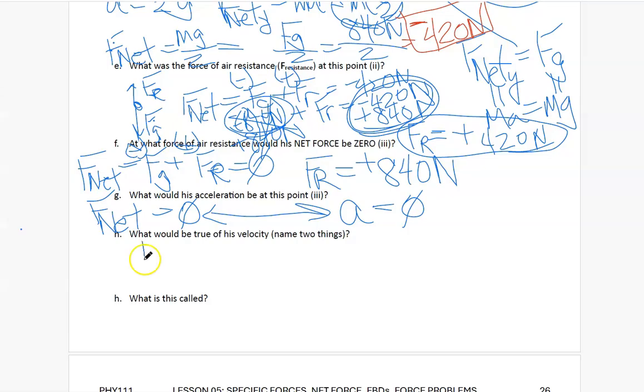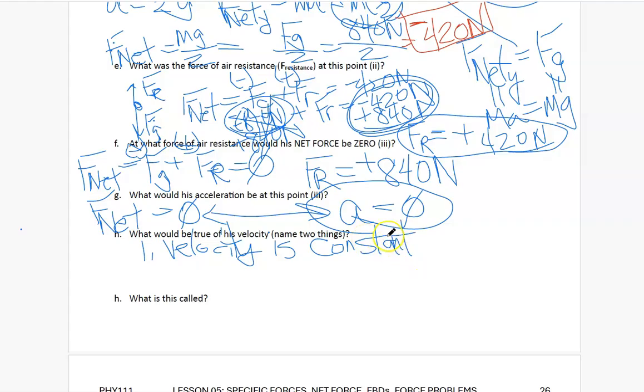The first thing is, since the acceleration is zero, it means there's no change in velocity, therefore his velocity is constant. Absolutely constant. Now, a lot of students look at this and they say, oh, it means he stopped. No, it doesn't mean he stopped. He's still moving downward. So the velocity is downward. He's still moving. And not only is he moving, if he hasn't opened up his parachute, his velocity is very fast.